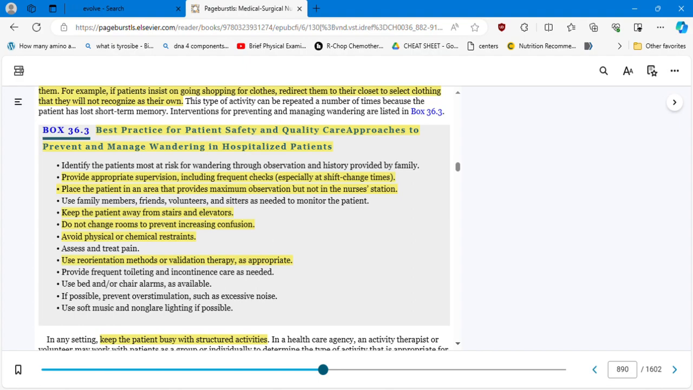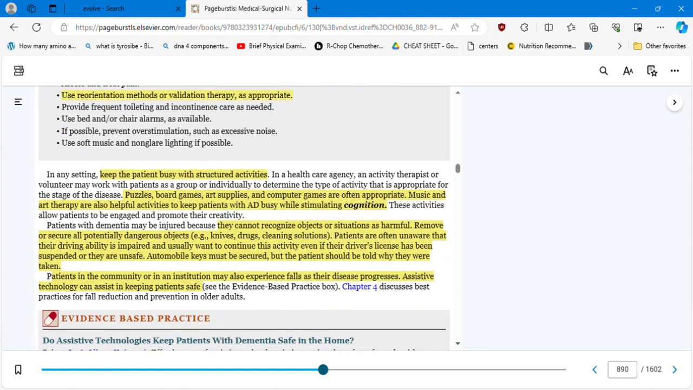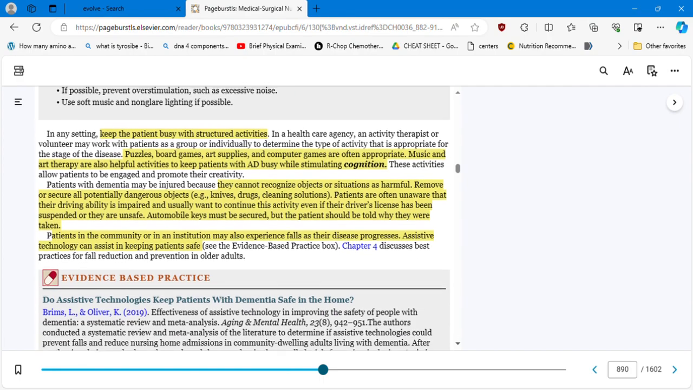Keep the patient away from stairs and elevators. We know that. Do not change rooms to prevent increasing confusion. Use reorientation methods or validation therapy as appropriate. So keep the patient busy with structured activities, puzzles, board games, art supplies. Computer games are often appropriate, right? Music and art therapy are also helpful to stimulate cognition.